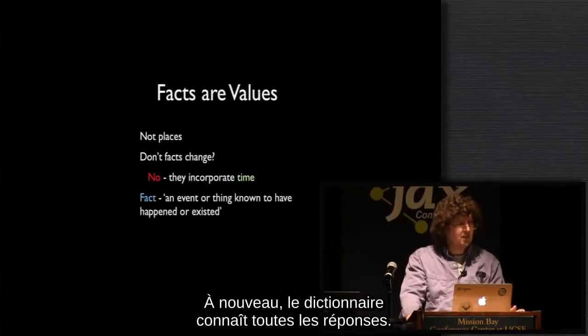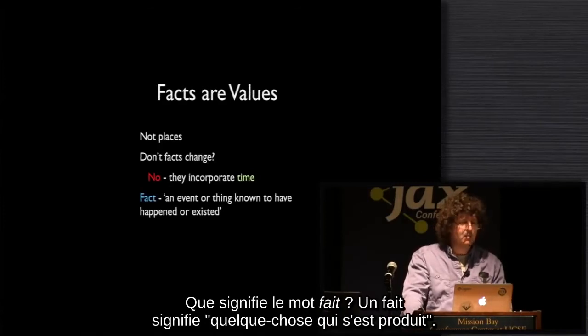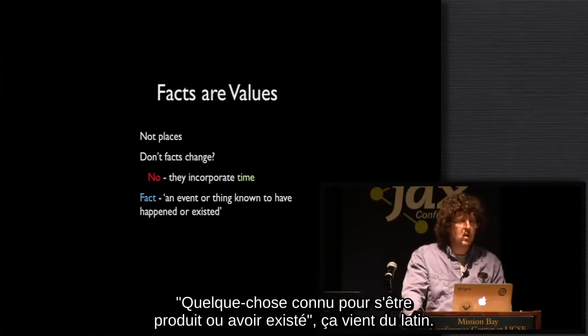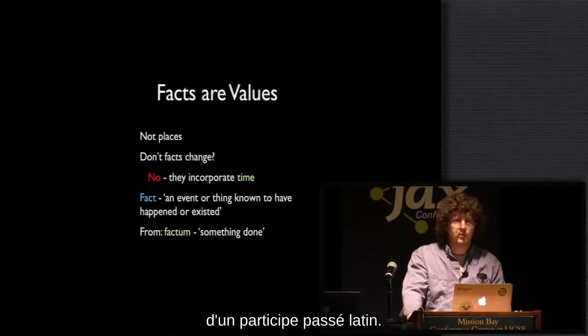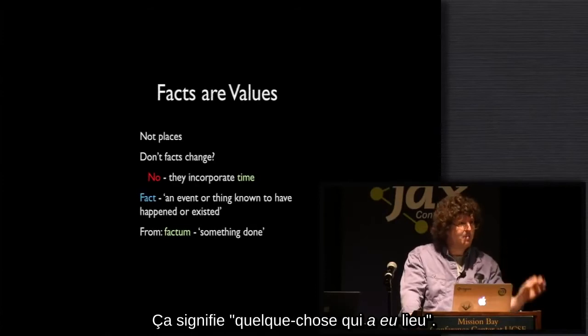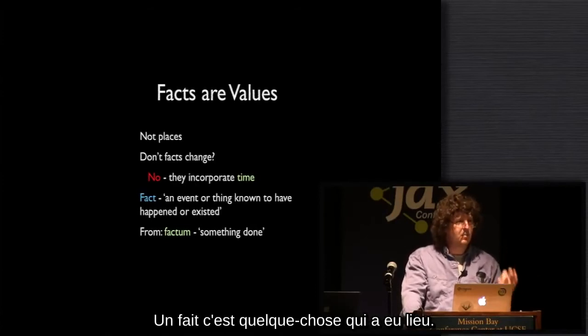Again, the dictionary knows everything. What does fact mean? Fact means something that happened. Something known to have happened or existed. It comes from Latin, from a past participle in Latin, that means something that happened. A fact is something that happened.